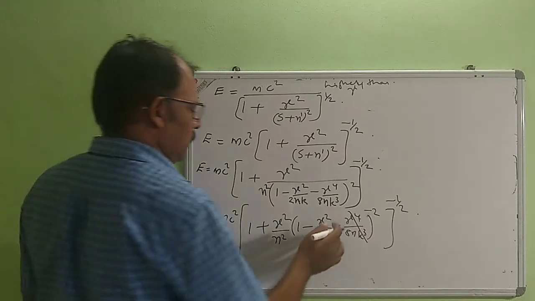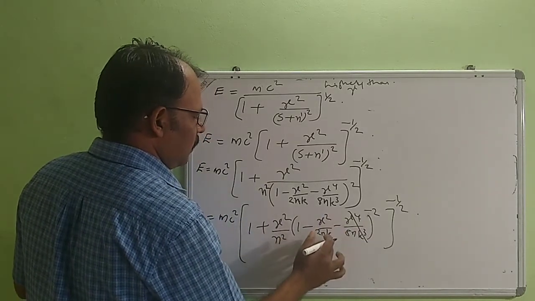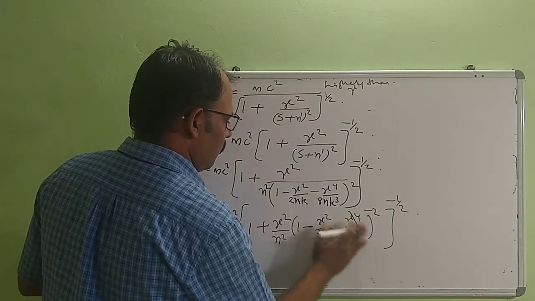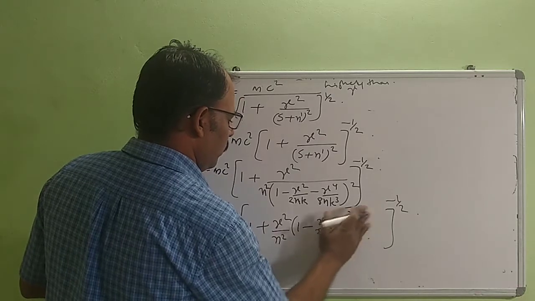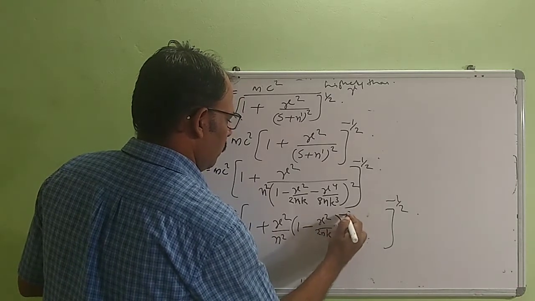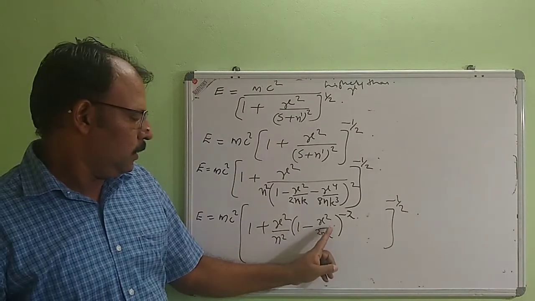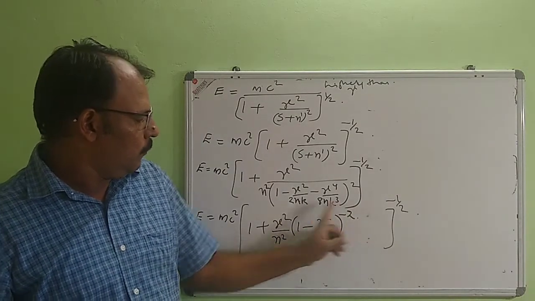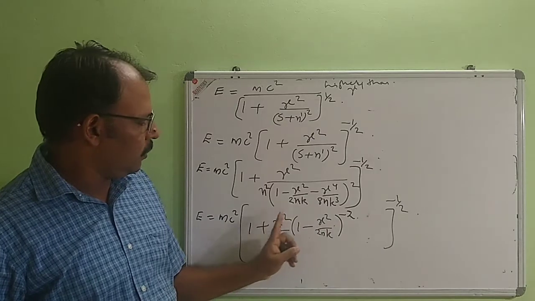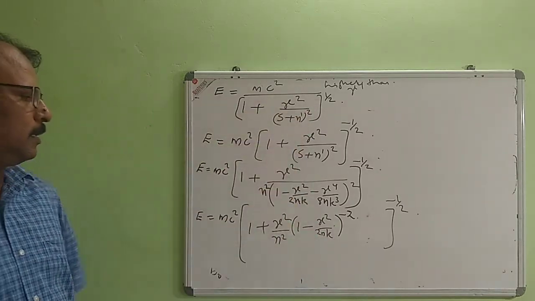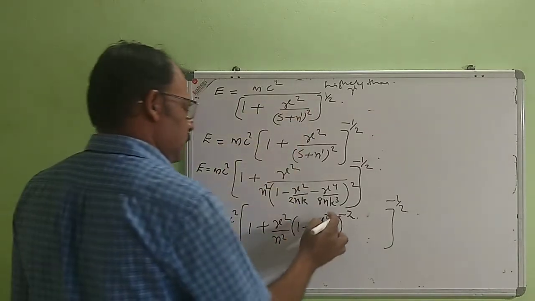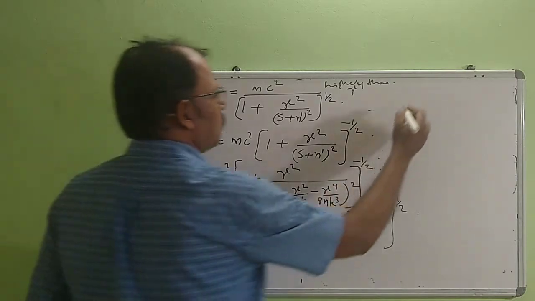So I am taking this as 1 minus gamma square by 2nk, the whole raised to minus 2. I am only preserving this second term. The third term, gamma raised to 4, when I multiply with this one, it will be gamma raised to 6. Need not consider that term. So 1 minus gamma square by 2nk, the whole raised to minus 2.